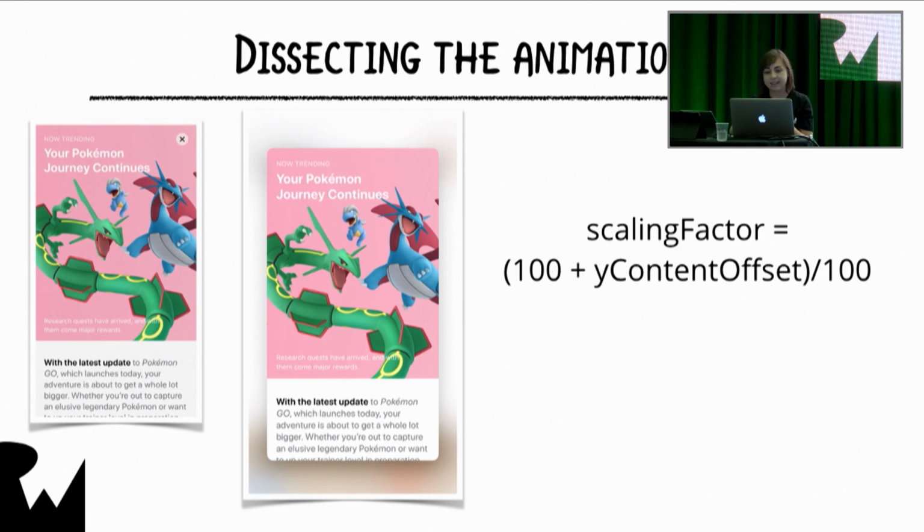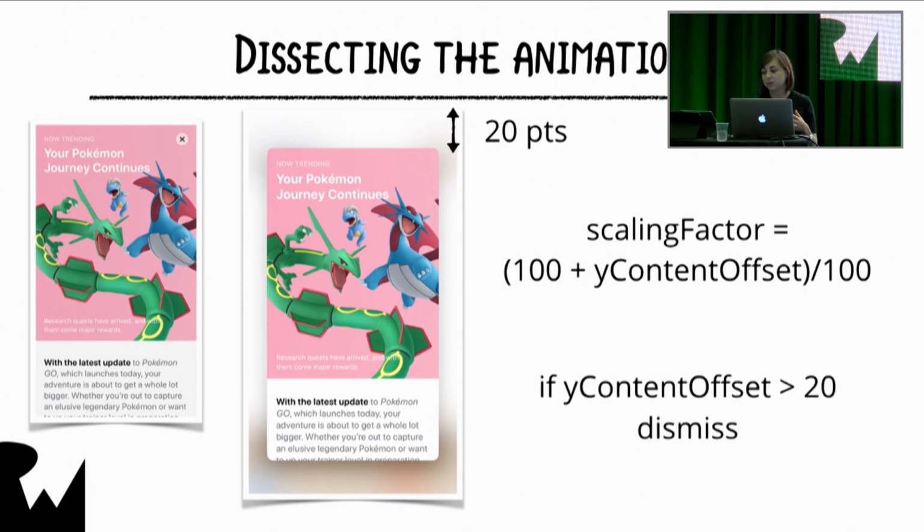Next, we'll decide where our stopping point is. So how far the user has to scroll before the dismissal transition happens. And that looks like a good 20 points over there. And now we just have to make sure that we call the dismiss method when the Y content offset, so this part over here, is larger than 20 points.